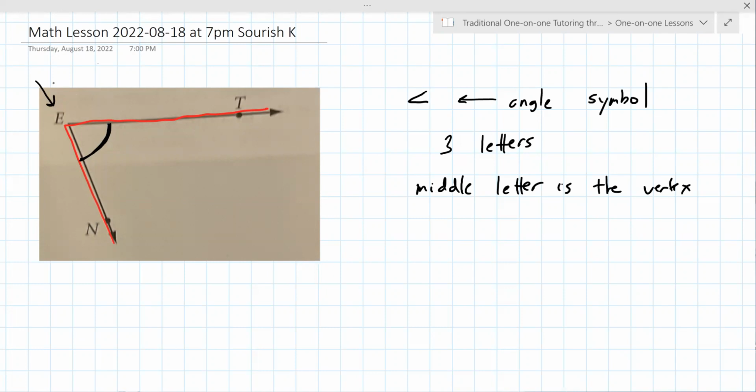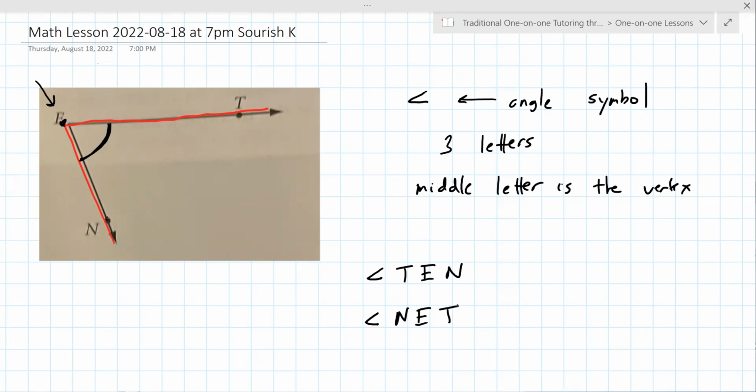So there are two ways to name this. I'm sorry, there's three ways, but the two most common ways use three letters. So for example, you'd say angle T-E-N. The middle letter has to be the vertex, and then the other point along there. You can also reverse it. You can start at the other letter N, but you always have to go back to the vertex. The vertex has to be the middle letter, N-E-T.